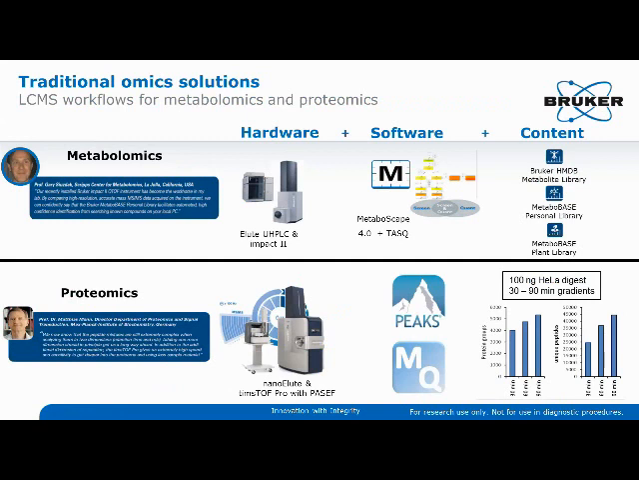But nonetheless, there are solutions available, particularly from a metabolomic standpoint. Bruker has an extremely nice platform, starting with the Elute UPLC Impact 2 system, operating under the MetaboScape software combo. And a number of databases there, as you can see, are available from the identification standpoint.